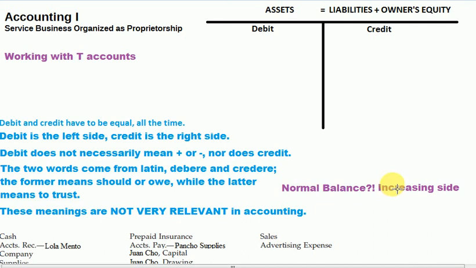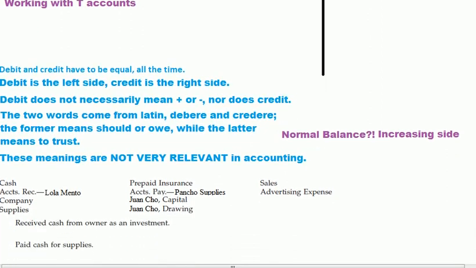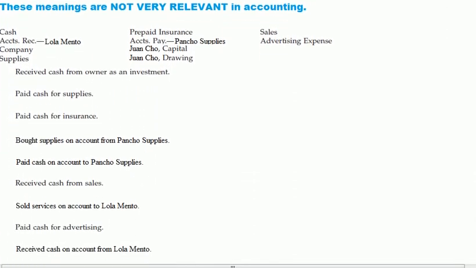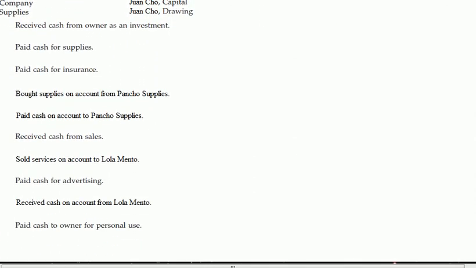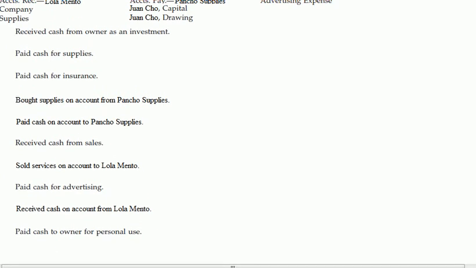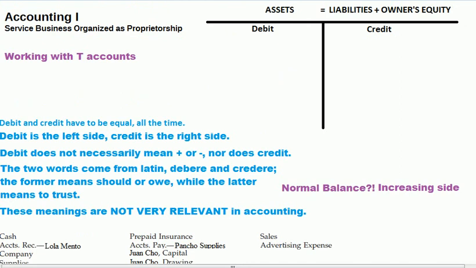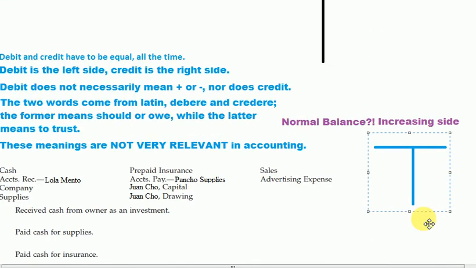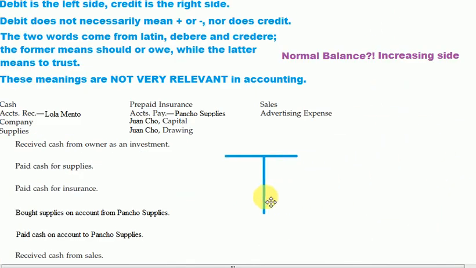So whenever we do T accounts, what we are trying to do is find the increasing side and the decreasing side. Okay? And I have some transactions here for us to practice. I think it will be beneficial for us to do a little bit of practice. Practice makes perfect. And that's what we're going to do right now.